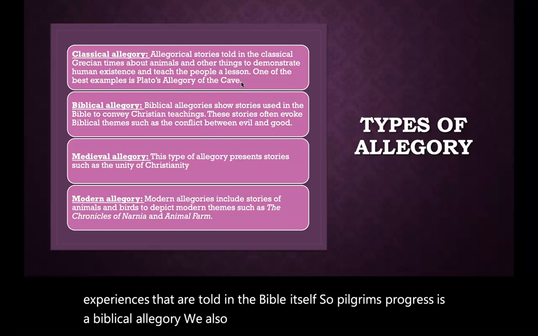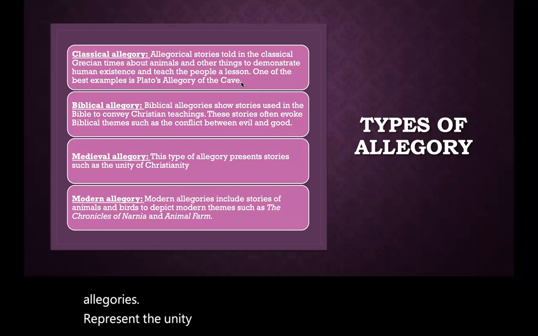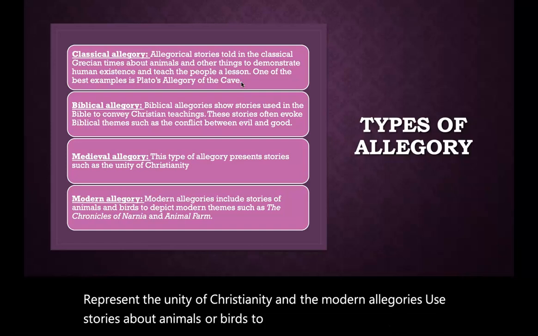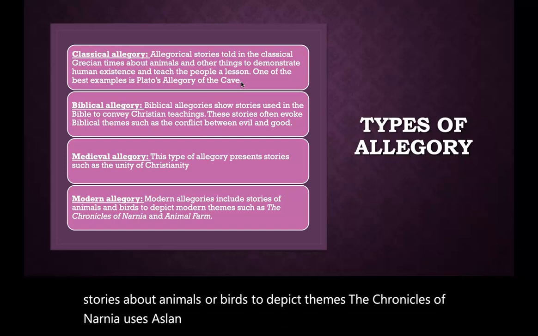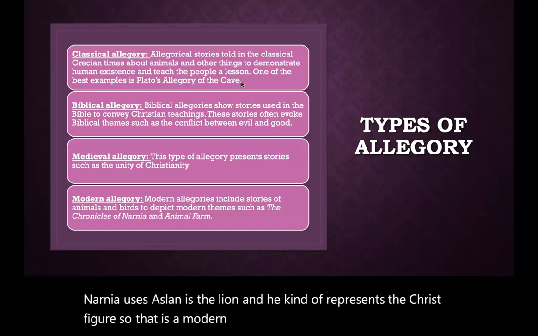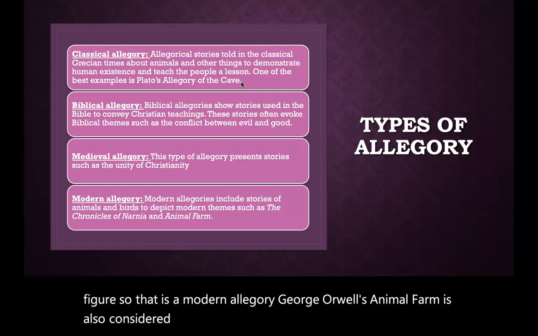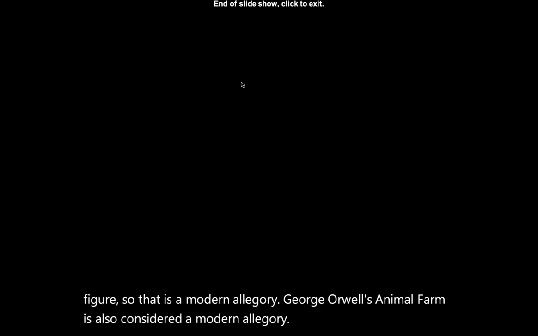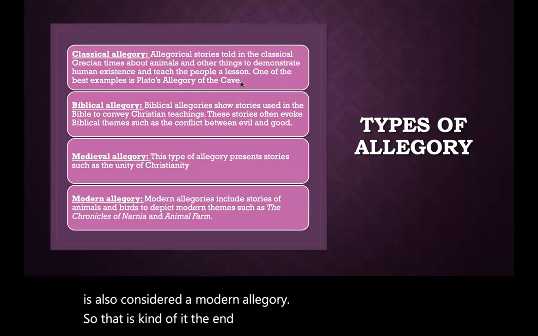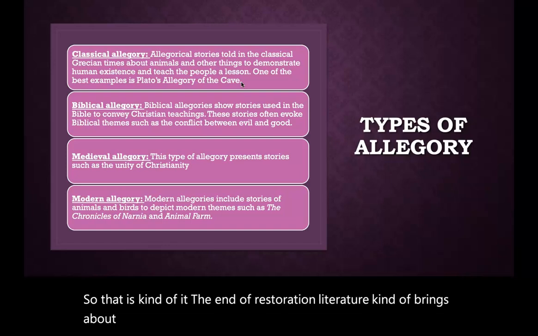We also have medieval allegories. Those allegories represent the unity of Christianity, and then modern allegories use stories about animals or birds to depict themes, like the Chronicles of Narnia, where Aslan is the lion, and he kind of represents the Christ figure. That is a modern allegory. George Orwell's Animal Farm is also considered a modern allegory. So that is kind of it. The end of Restoration literature brings about 18th century literature, which we will talk more about next week.